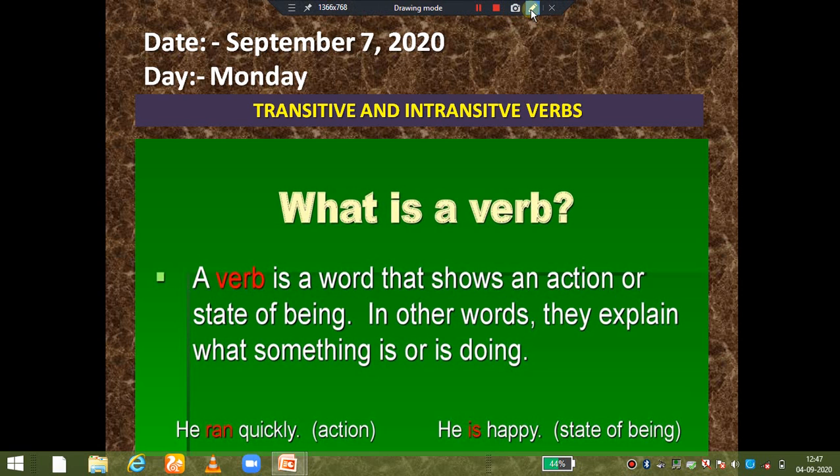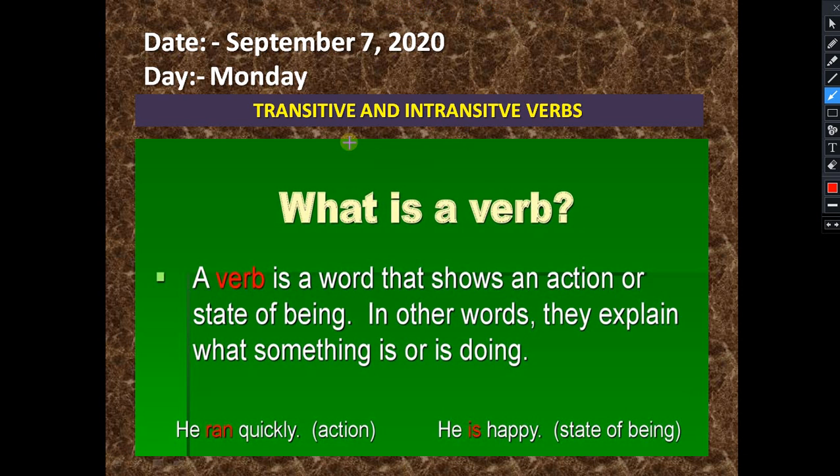Yes, students. As we know, today we have a topic: transitive and intransitive verbs. But before starting this, first of all, you should know what a verb is. So, what is a verb? This you must be knowing. A verb is a word that shows an action or a state of being.